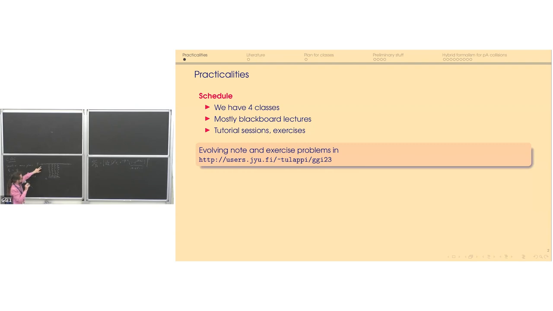Microphone is okay. Well, I get warm. It's not picking up.